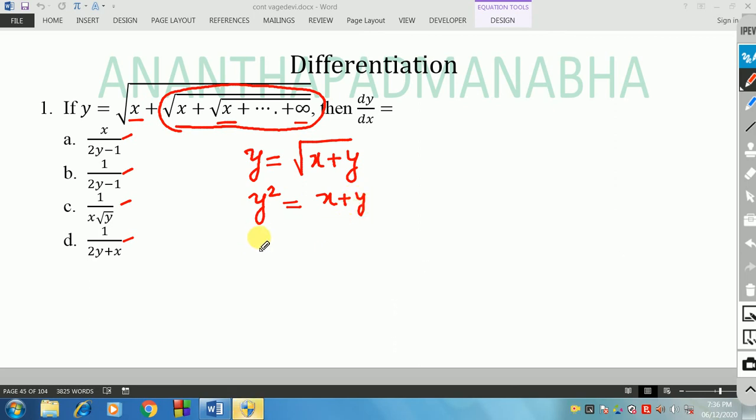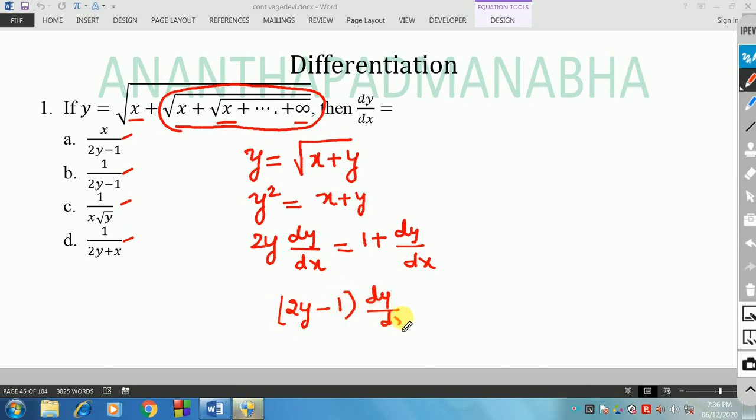Let us differentiate now with respect to x. We get 2y into dy by dx is equal to derivative of x is 1 and derivative of y is dy by dx. Let us take dy by dx to left hand side and we will take common. Therefore 2y minus 1 into dy by dx is equal to 1, which implies that dy by dx is equal to 1 divided by 2y minus 1. So we have option B as the right answer for this question.